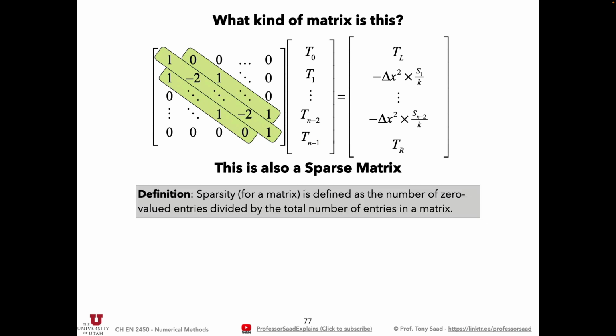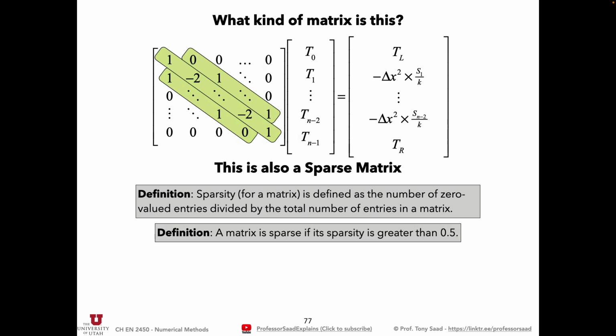Now, we formally define what a sparse matrix is. First, the sparsity of a matrix is defined as the number of zero-valued entries, so how many entries do you have in the matrix that are zeros, over the total number of entries of a matrix. So you're just counting the number of zeros over the total number of entries in the matrix. Typically, this is n squared entries, so you know the total number. But then the trick is figuring out how you count the number of zeros.